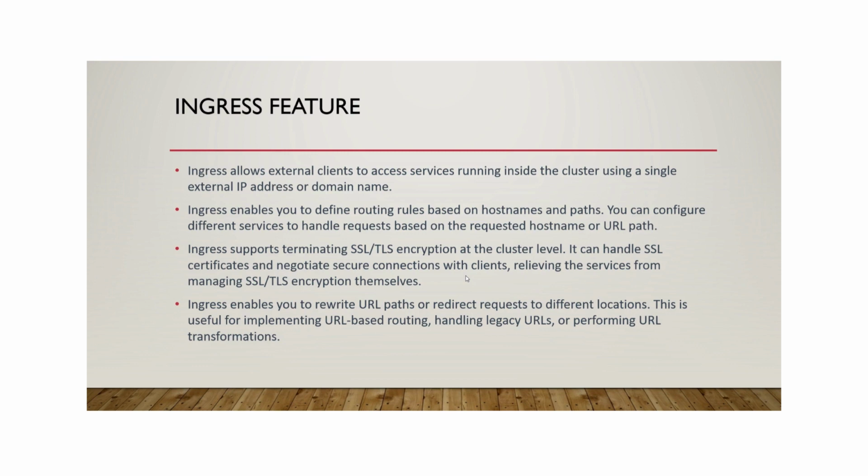So Ingress first decrypts that traffic, and then another resource like App Gateway encrypts the traffic again, providing its own encryption, and then moves the traffic ahead. In that way, your connection would be very secure. That is supported by Ingress, and that can be done using Ingress. Also, Ingress enables you to rewrite URL paths or redirect requests to different locations, which is basically URL based routing.